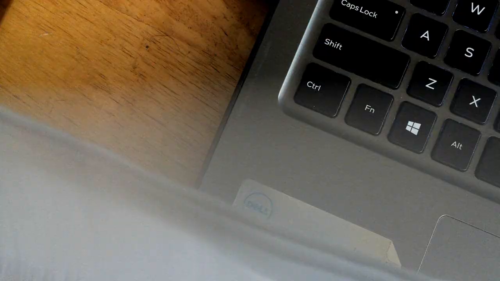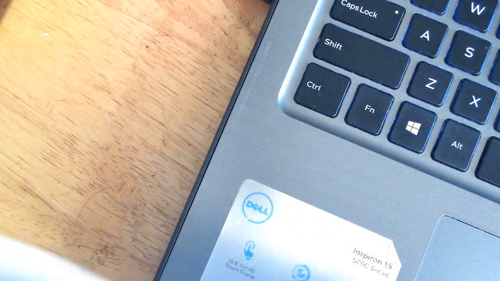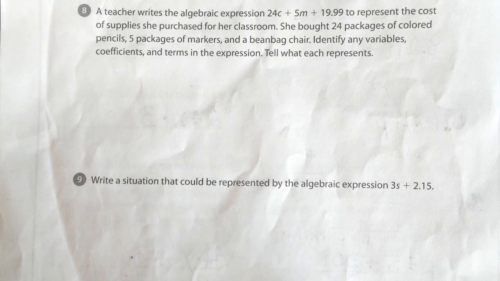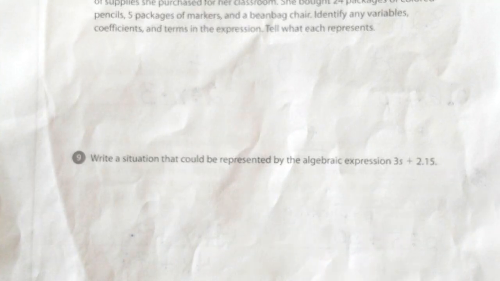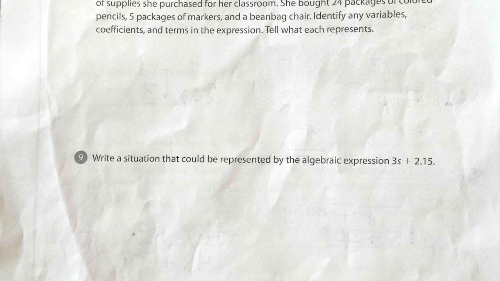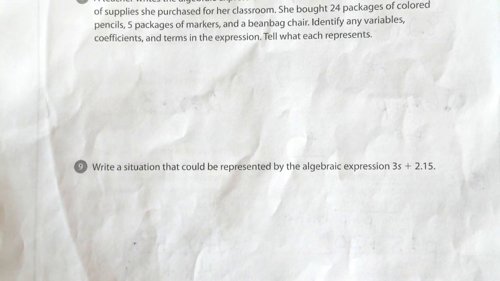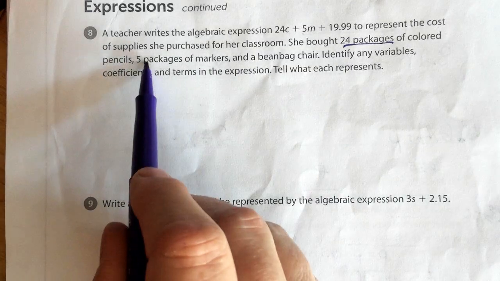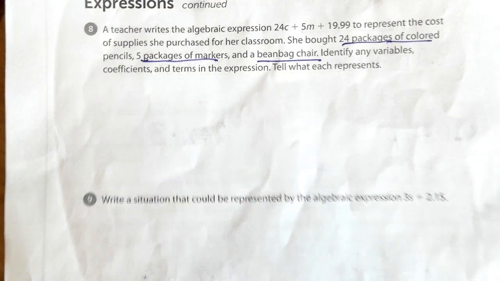All right, on the next page, page 24, is number 8. A teacher writes the algebraic expression 24C plus 5M plus 19.99 to represent the cost of supplies she purchased for her classroom. She bought 24 packages of colored pencils, 5 packages of markers, and a beanbag chair. Identify any variables, coefficients, and terms.